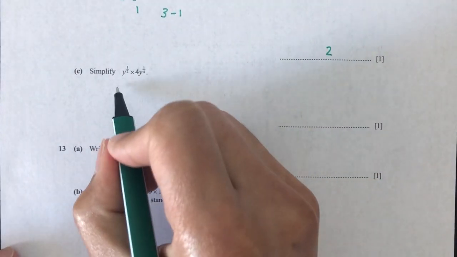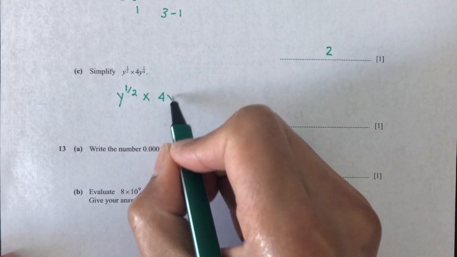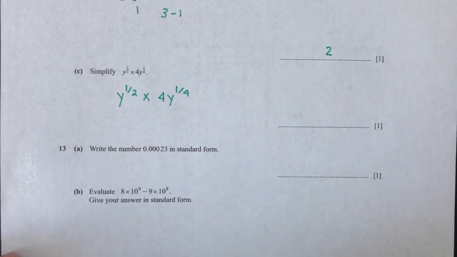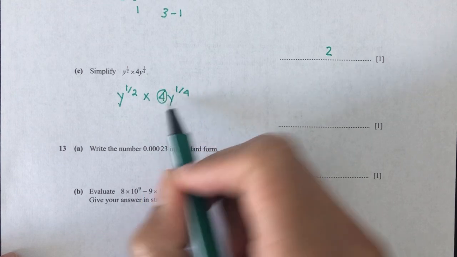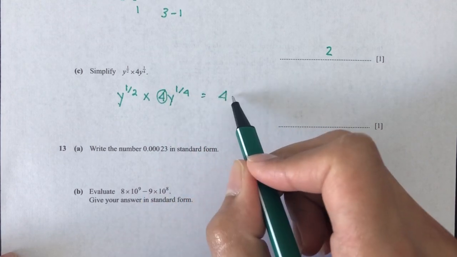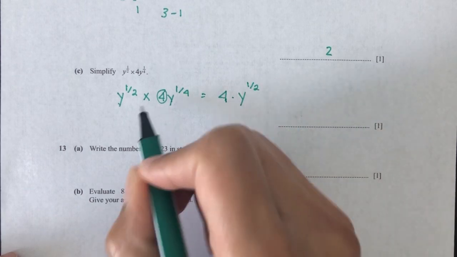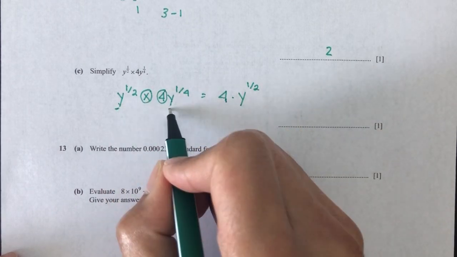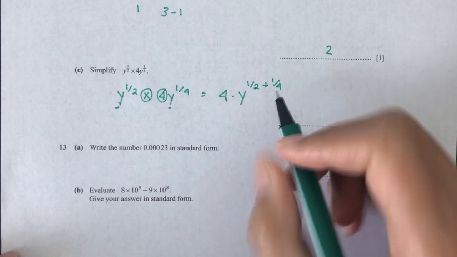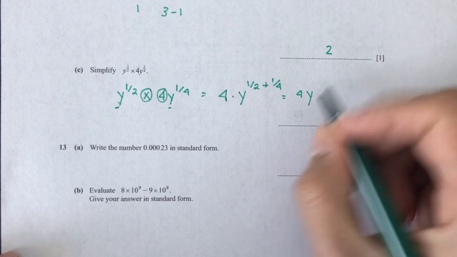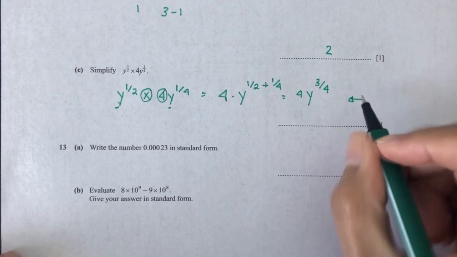Simplify, we have y power half times 4y power 1 over 4. So these two have the same base, but this does not. So we take it out, we take 4 out. So now we have y half. If we have multiply with the same base, we can add them together. So become 1 over 4. So that will be 4y 3 over 4. And that is your answer for part C.